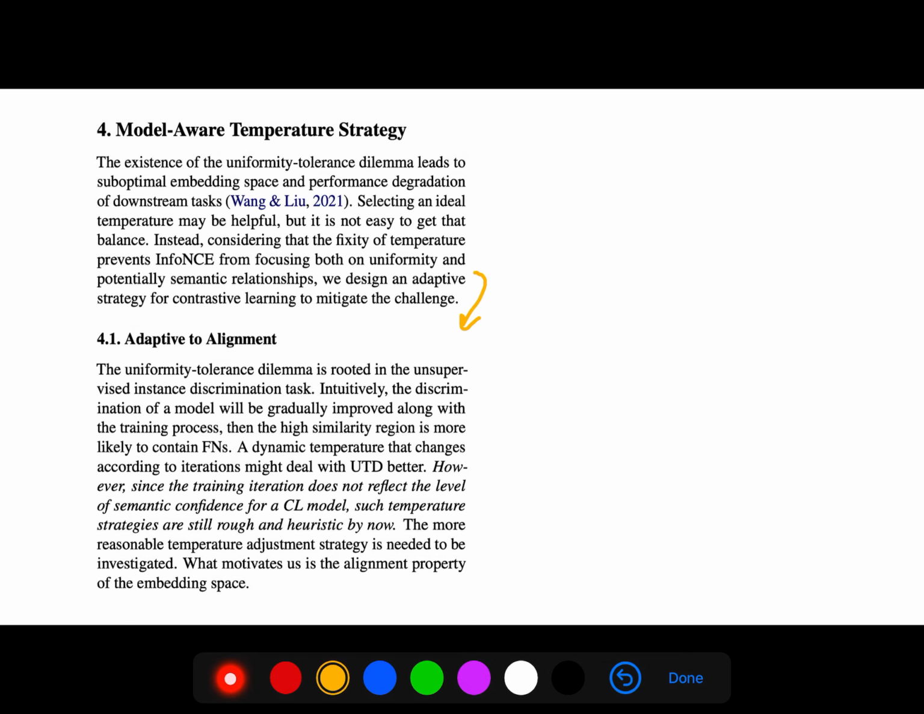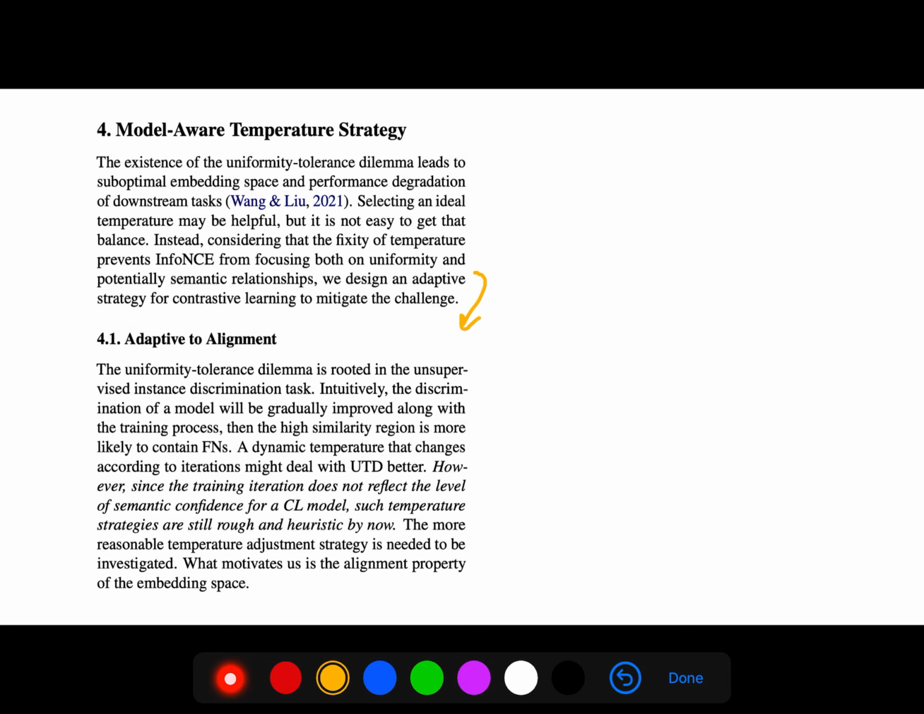The uniformity tolerance dilemma is rooted in unsupervised instance discrimination. Intuitively, the discrimination of a model will gradually improve along with the training process. Then the high similarity region is more likely to contain false negatives. A dynamic temperature that changes according to iterations might deal with UTD better. UTD, I mean uniformity tolerance dilemma.